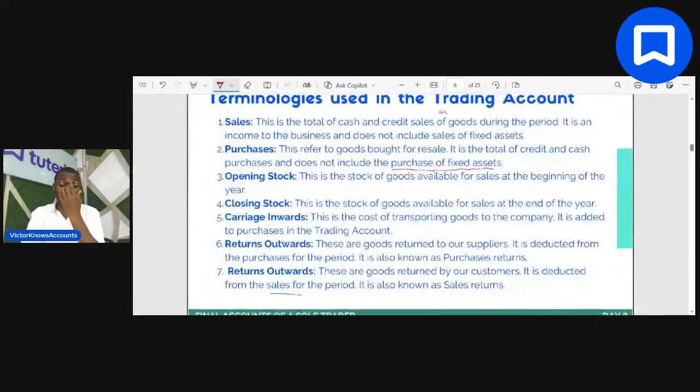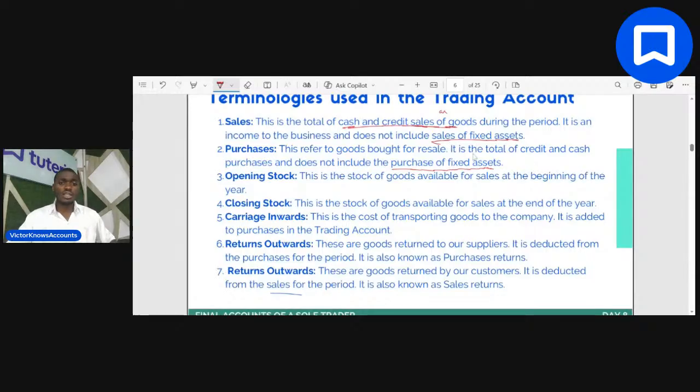So of course, I just noted some things that I've explained already. Take note of the fact that the sales we use in the trading profit or loss account is the total of cash and credit sales of goods during the period, and it does not include sales of fixed assets. If they give you a question, they can put sales of fixed assets there just to confuse you. You have to know that it is not part of the sales that goes into your trading account.